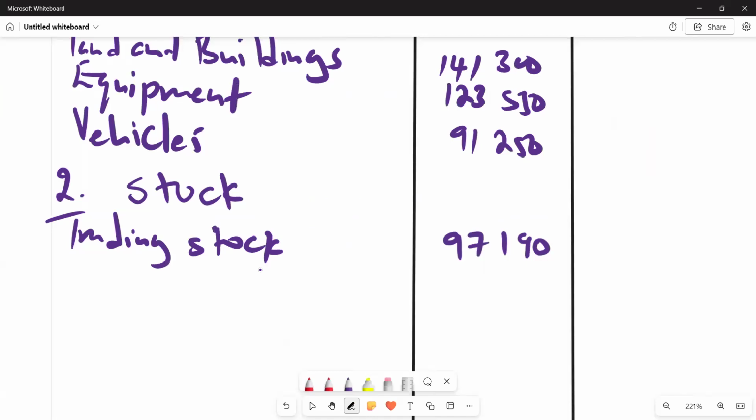In some questions, you might have consumable stores as part of stock, or stationery as part of stock, that we need to include here, then you get the total for stock. So here, 97,190 is our total. This is the figure that we are going to transfer to the balance sheet as our stock, and then we make reference that we are taking it from note 2. Then we go to the next note.